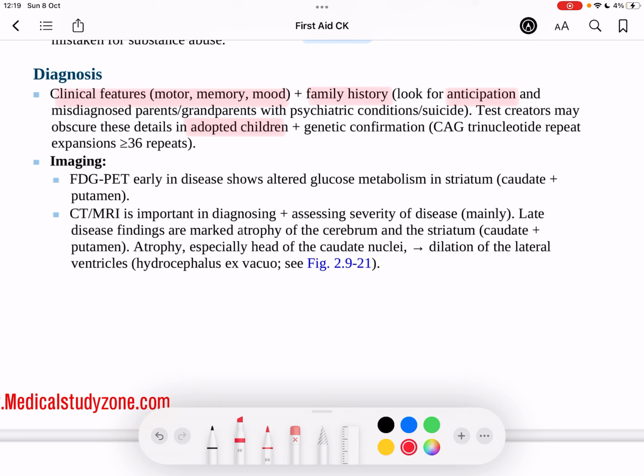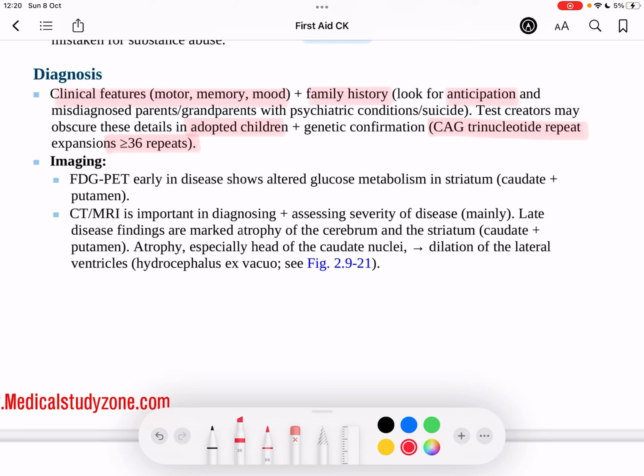So the test creators usually obscure the details of the question by making the children adopted, but as I mentioned before, with CAG trinucleotide repeats, we usually need 36 or more repeats in the gene to actually cause full penetrance. So the parents might not have had Huntington's because they didn't have 36 repeats. Maybe they only had 33, 34, and they didn't have full penetrance and they didn't get Huntington's disease. Whereas the successive generation may have had that anticipation, may have had more repeats, and may have got 36, so will have had full penetrance of the disease. So just look out for that.